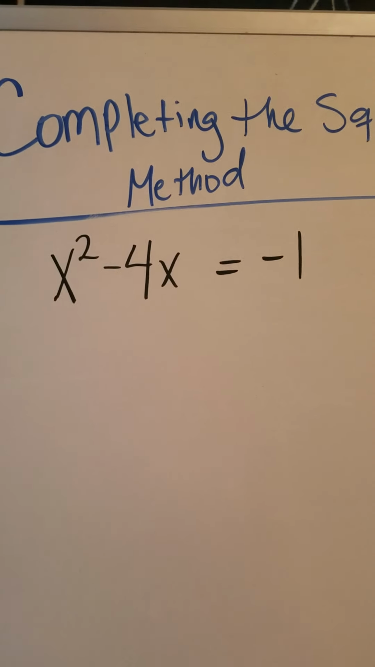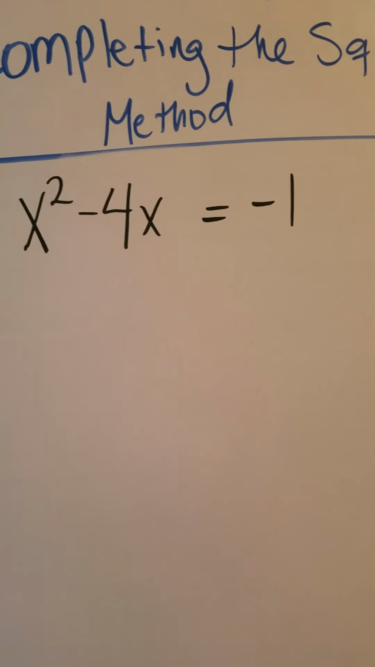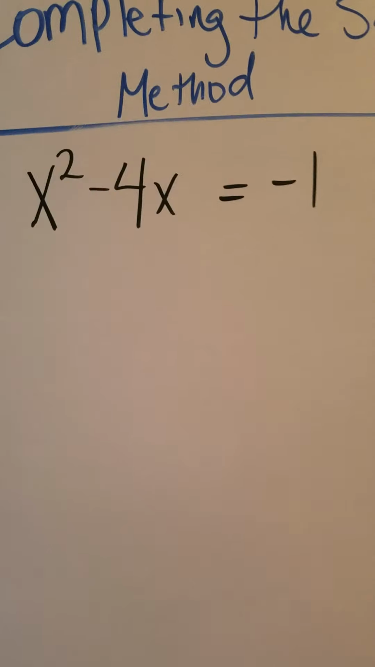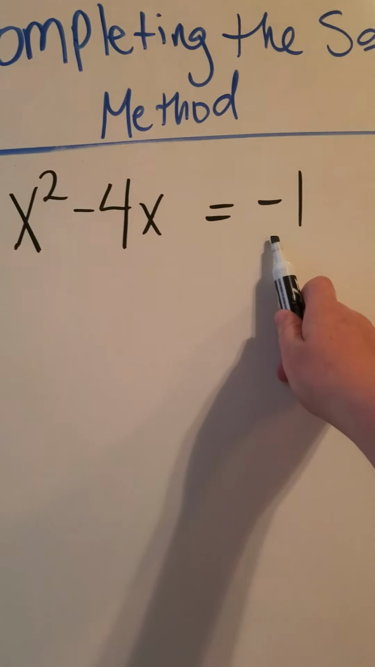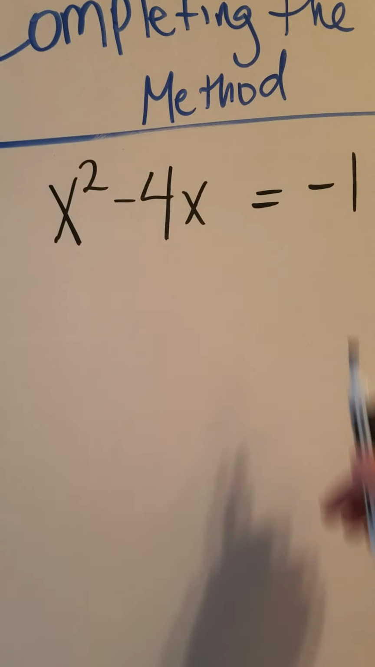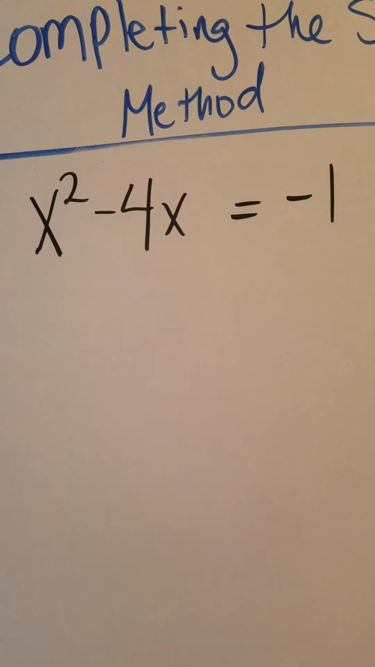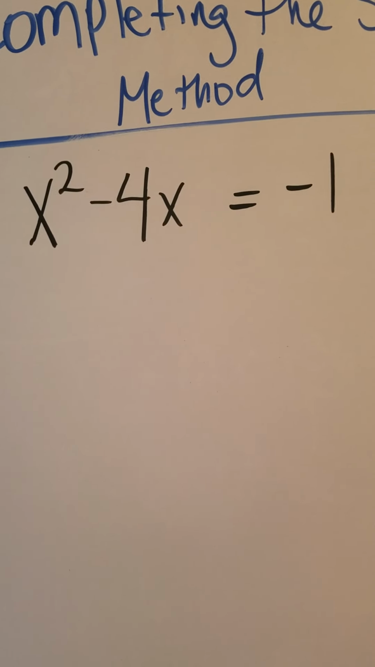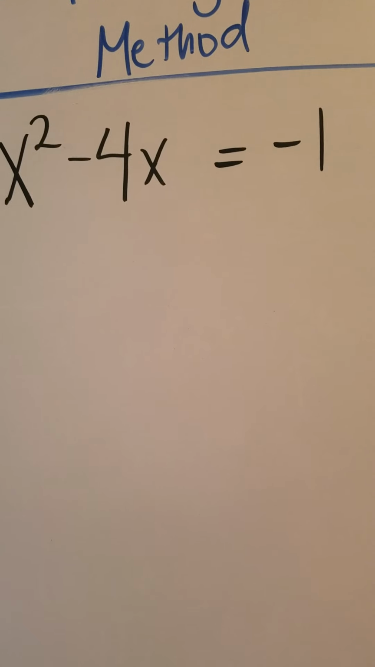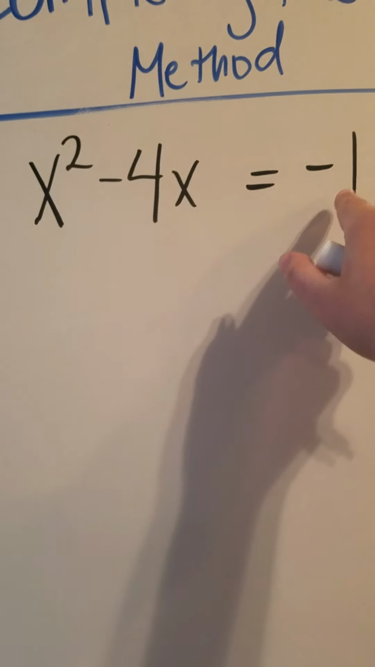Alright, so for video 1, we focused on completing the square when we were already equal to 0 at the beginning. This time we're going to still do completing the square, but you'll notice we're not equal to 0 at this point. So we're going to learn how to complete the square when we're not equal to 0. Now, here's the thing. This actually makes it easier in this case because I don't have to worry about moving my constant over. It's already been moved.